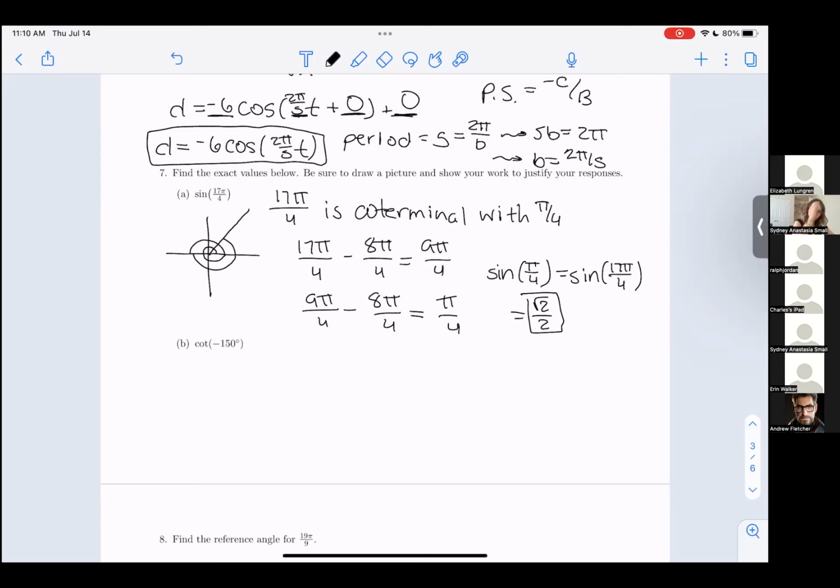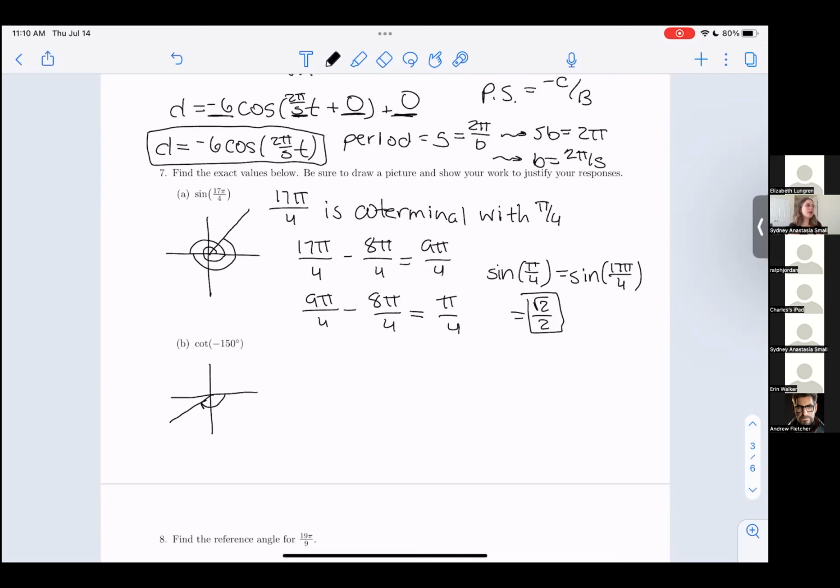Okay, now let's look at a different one, and this one's in degrees. We want the cotangent of negative 150 degrees. So let's draw a picture. We know negative angles, we have to move in the clockwise direction. And we know that this vertical axis right here is where a negative 90-degree angle would be. And we know that this axis is where a negative 180-degree angle would be. So we know that our angle of negative 150 degrees is going to land somewhere between that.